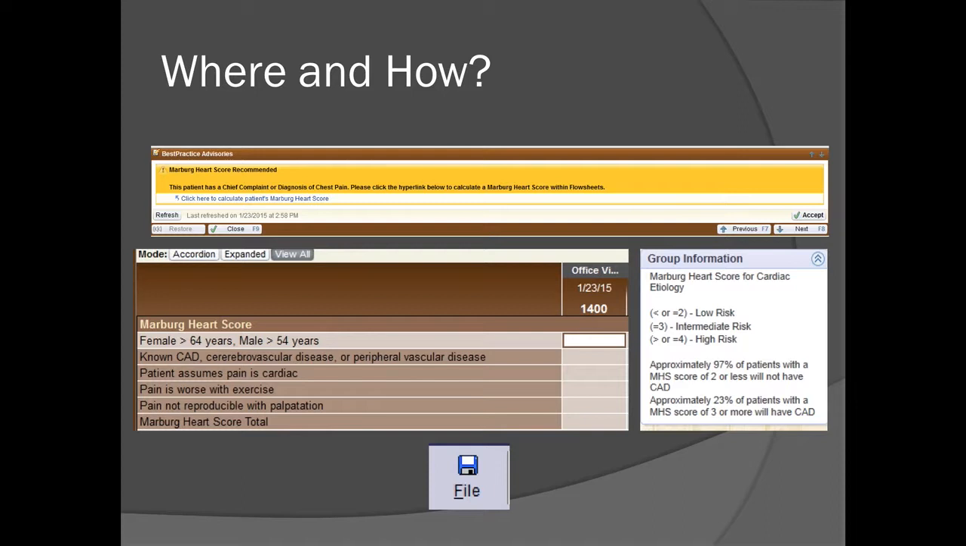If less than 2 is the total, then the patient represents a low risk of actual cardiac etiology for their chest pain. If it equals 3, it's an intermediate risk. If it's greater than or equal to 4, they are at high risk.